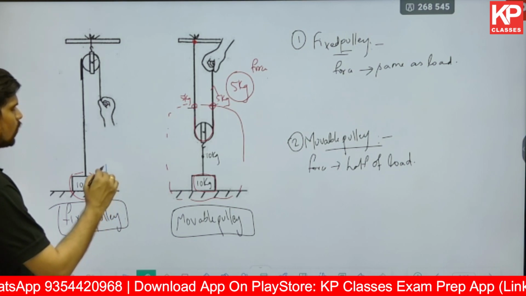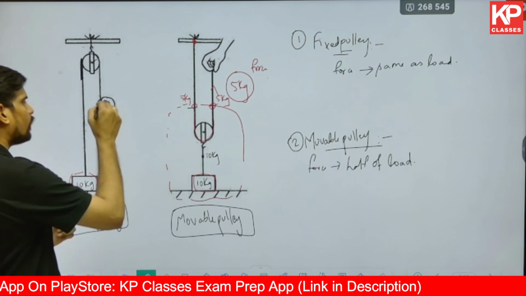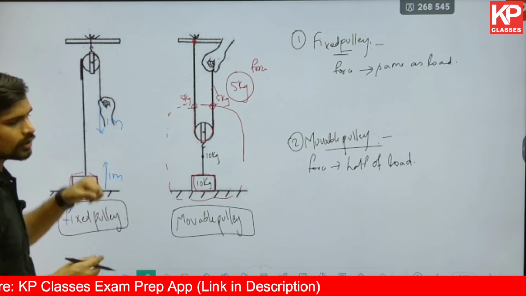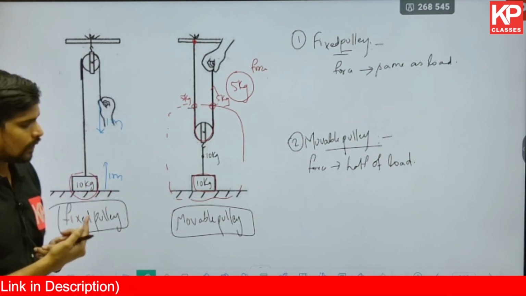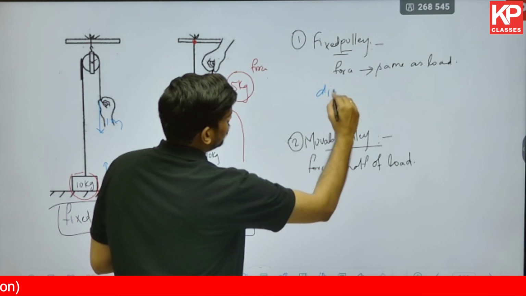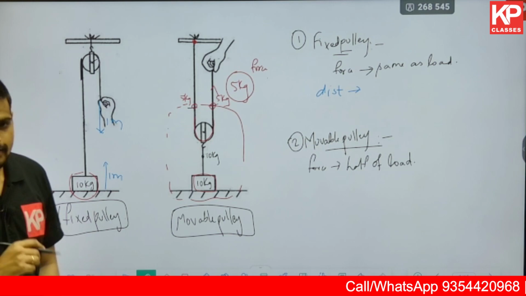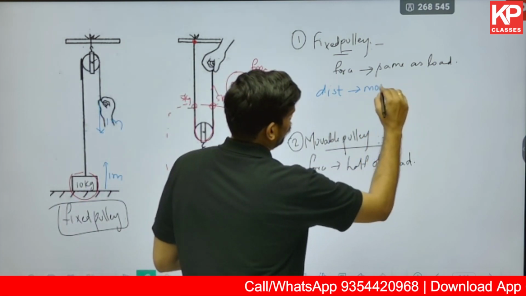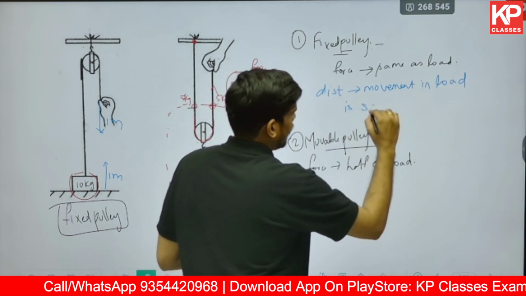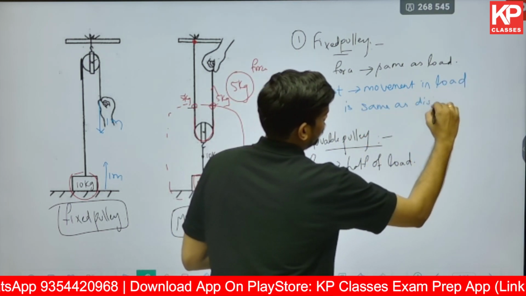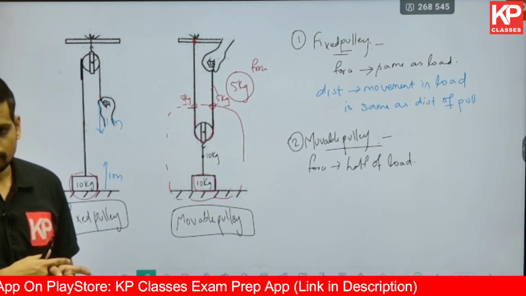For example, in this fixed pulley, if you want to lift this 10 kg by 1 meter, you also have to pull this rope by 1 meter. It is the same continuous rope, right? If you want to lift 1 meter, you need to pull it down by 1 meter. That's where the load will move up. So in the fixed pulley, the distance the load moves is the same as the distance you pull. Movement in load is the same as distance of pull.